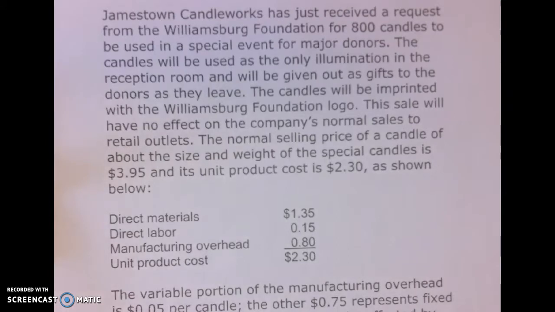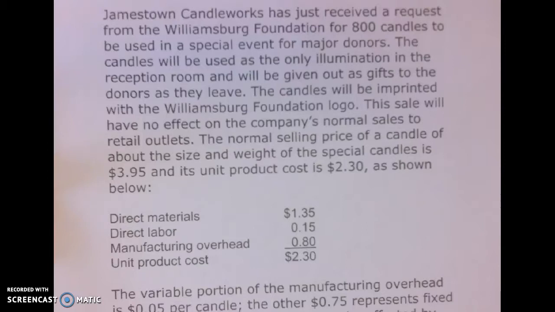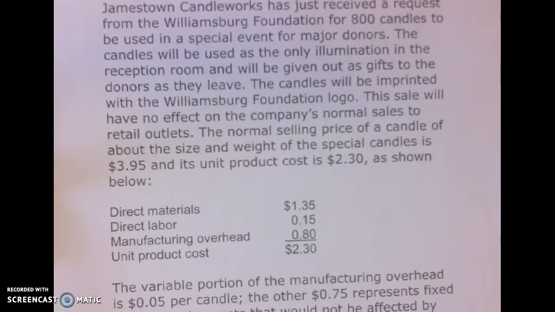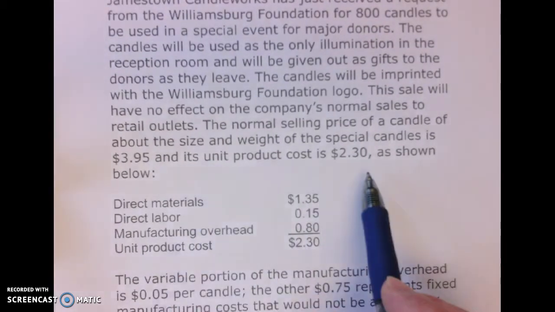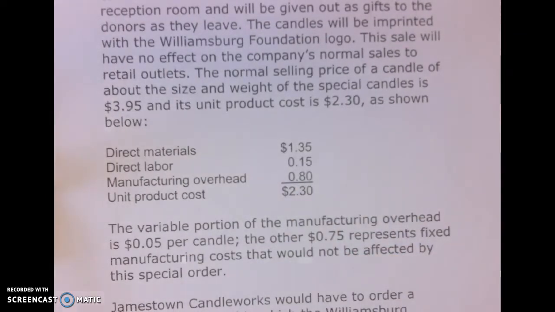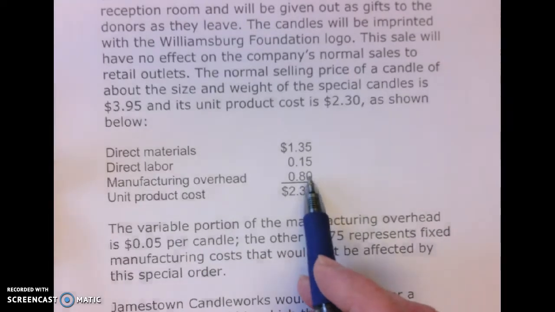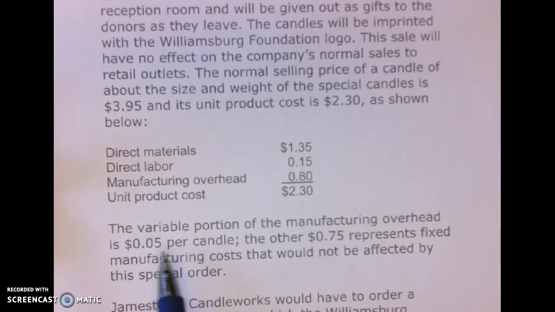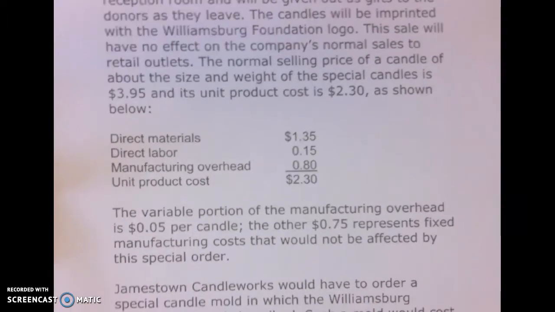Okay, it's kind of the assumption that we're making now about the special pricing, and of course if it did, we would have to certainly consider that. The normal selling price of a candle about the size and weight of the special candles is $3.95, and its unit product cost is $2.30 as shown below. We have our materials, we have our labor, and we have manufacturing overhead of 80 cents. The variable portion of this 80 cents is 0.05, so 5 cents per candle. The other 75 cents represents fixed costs that would not be affected by the special order. So basically the 75 cents we're going to incur regardless of whether or not we take the special order. So in that case, it just doesn't matter.